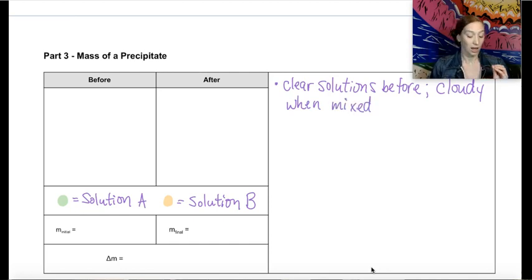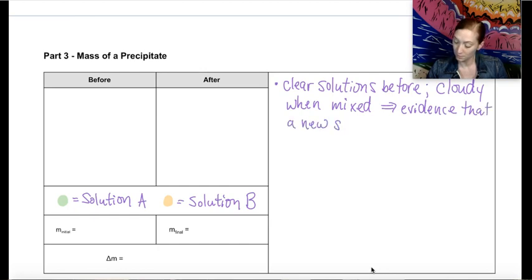Okay. Because they went from clear and clear into cloudy, this is evidence that a new substance formed. Which means this is a chemical change.